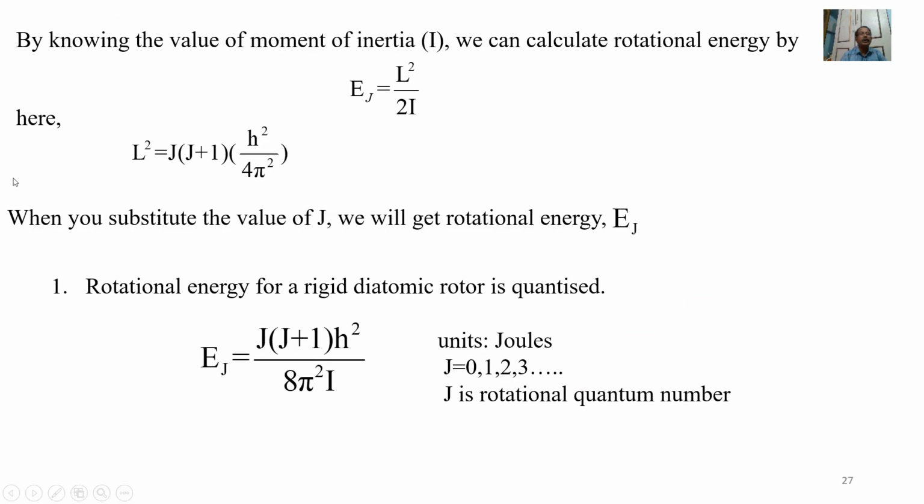By knowing the value of the moment of inertia, I, we can calculate the rotational energy by Ej equals L squared by 2I, where L squared is equal to j into j plus 1, h squared divided by 4 pi squared. When you substitute the value of j, we will get the rotational energy Ej. The rotational energy for a rigid diatomic rotor is quantized, which is given as Ej equals j into j plus 1, h squared divided by 8 pi squared I. The unit of this will be joules, where j equals 0, 1, 2, 3. J is the rotational quantum number.